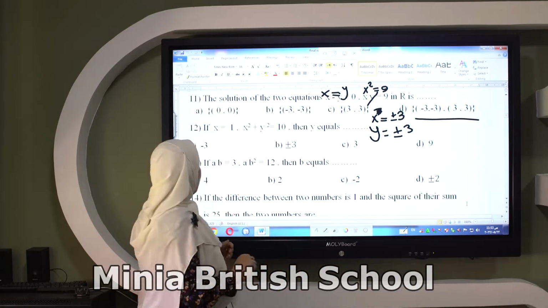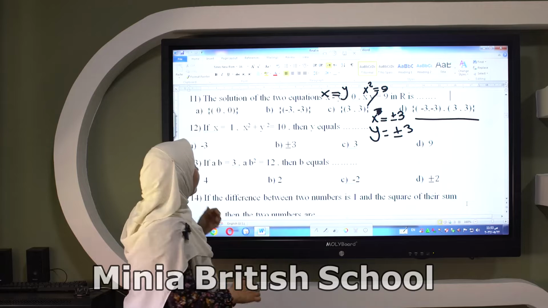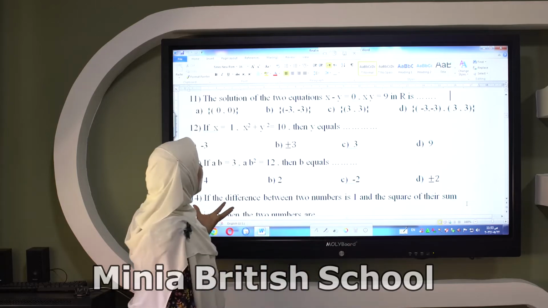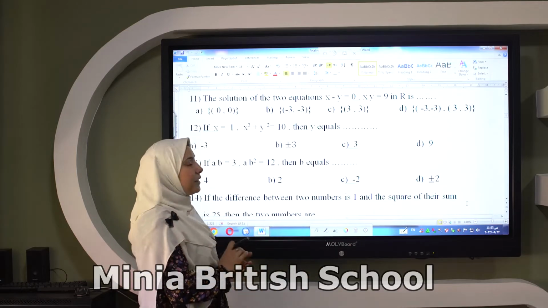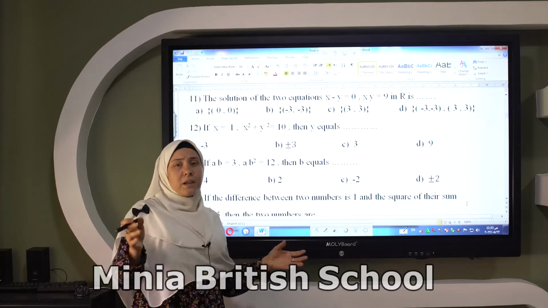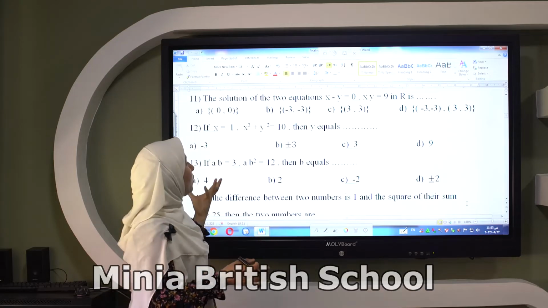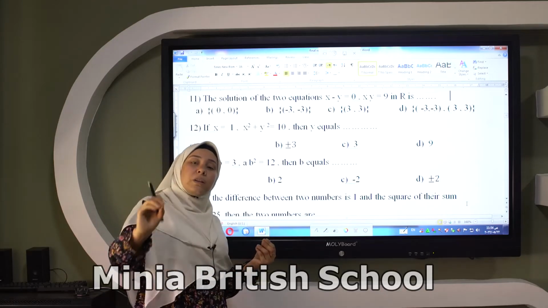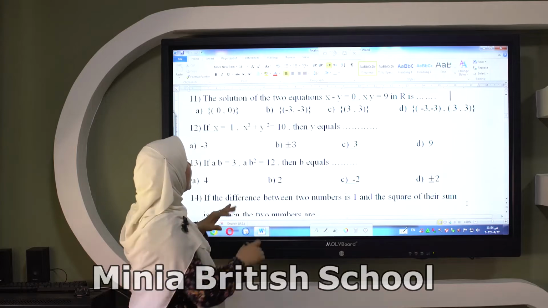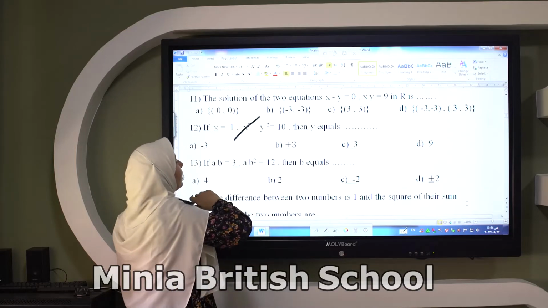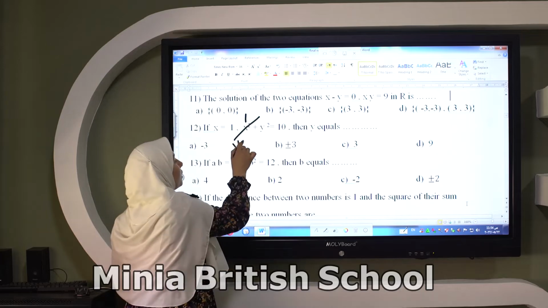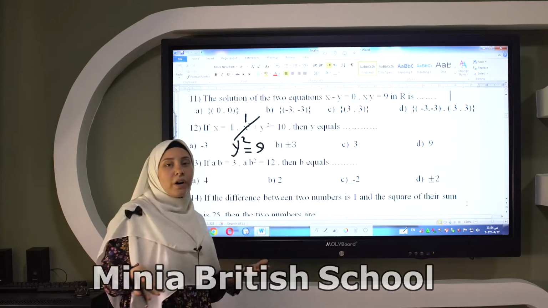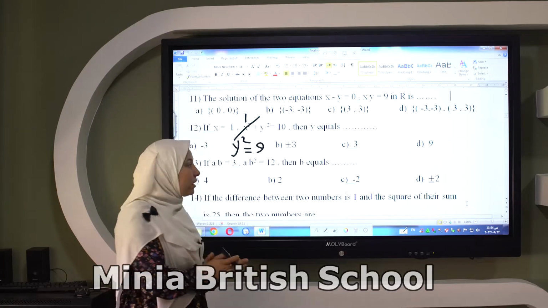Number 12, if x equals 1 and x power 2 plus y power 2 equals 10, then y equals what? The same idea here: x equals 1, so substitute the value of x in this equation. So you can replace x power 2 with 1. Then y power 2 equals 9, then y equals positive or negative 3.